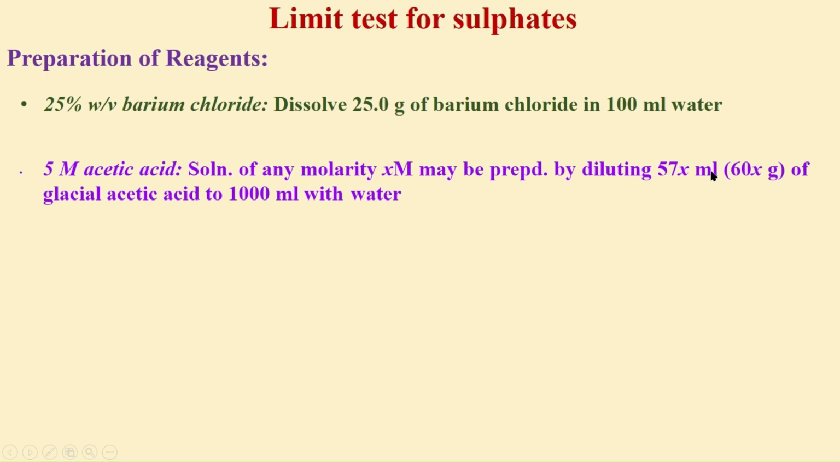If I take glacial acetic acid to dissolve in the water, I have to take 57 into 5, that is 285 ml of glacial acetic acid, and dilute or make up to 1000 ml with water. I get 5 molar acetic acid.